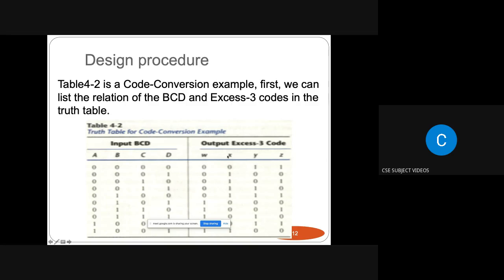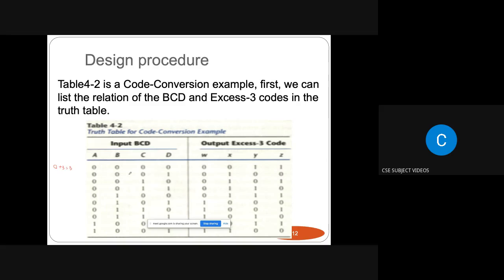And what is the output? Output is an XS3 code. So here it is 0, 0 XS3 is 0011. In a simple way, you can say it is 0 plus 3. XS3 is excess 3. We have to give extra 3 to the input. So 0 plus 3 is 3, and the binary representation of 3 in 4-bit is 0011.